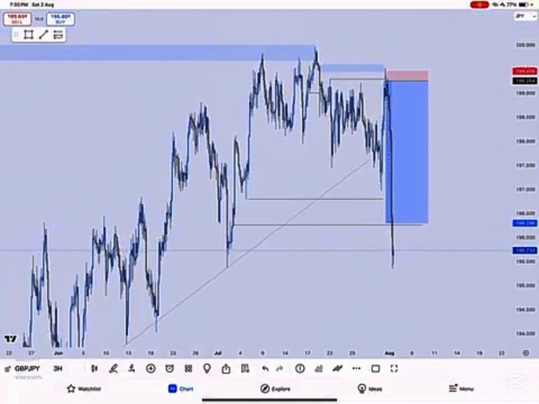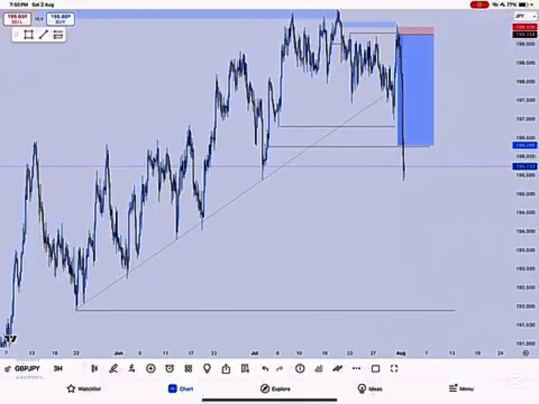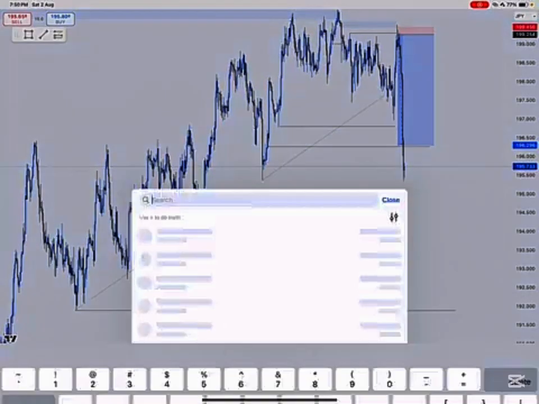This is a 3 hours time frame, but I'm still bearish on GJ. I'm expecting GJ to sell and take out this trend line liquidity here. Then that will be it.